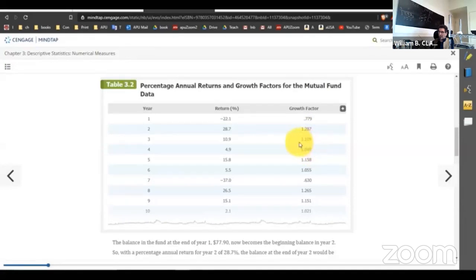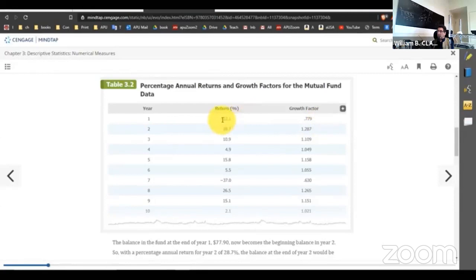Okay, what happened in year 3? So year 3, the percentage return was this, and the growth factor is this. This means that basically it increased by 10.9%, or maybe we just make it easy and say by about 11% over that year. It increased by 11% over that third year, meaning from the end of year 2 to the end of year 3, it increased by about 11%. So that is what is meant by the growth factor.